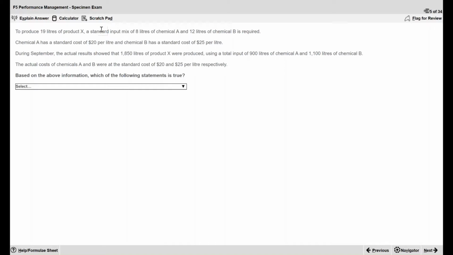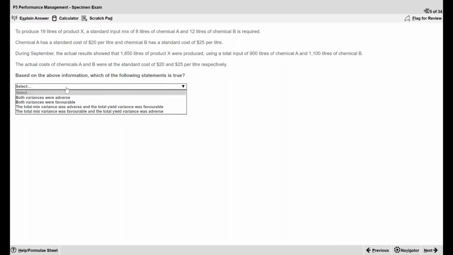The actual costs of chemical A and B were at the standard cost of 20 and 25 per liter respectively. Let's see what is the requirement. Both variances were adverse. Both variances were favorable. Total mix variance was adverse and yield variance was favorable. Total mix variance was favorable and total yield variance was adverse.